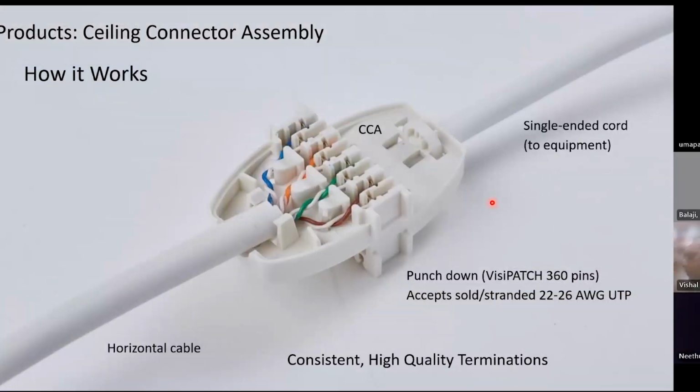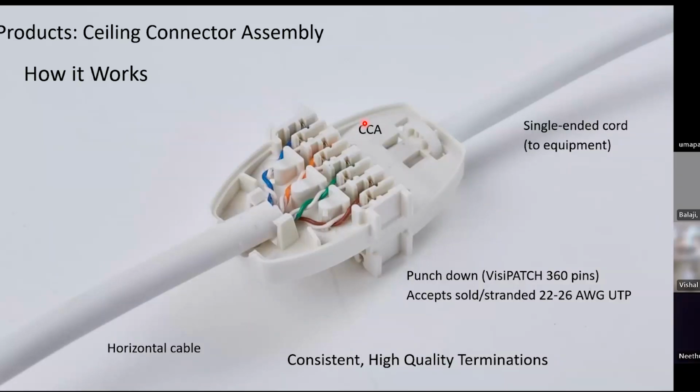And then the most important connector is what we call a CCA. It is nothing but a ceiling connector assembly. For example, if you want to do any points in the ceiling, generally we use four different components. One, you bring the cable and fix a back box on the ceiling, and then you take the cable, terminate it into the IO, and then you have a face plate. The IO goes into the face plate, that face plate gets fitted into the back box, and then you use a patch cord to connect the devices in the ceiling. So these are the four different components required.